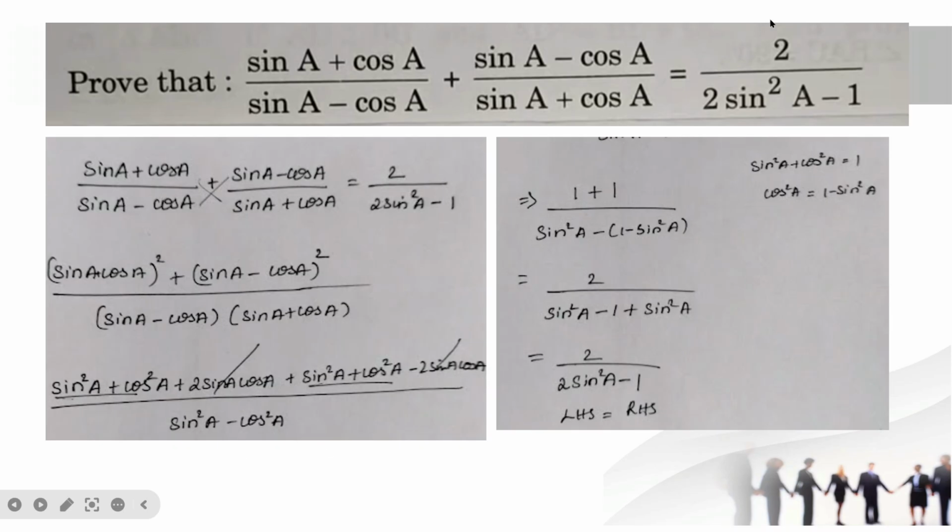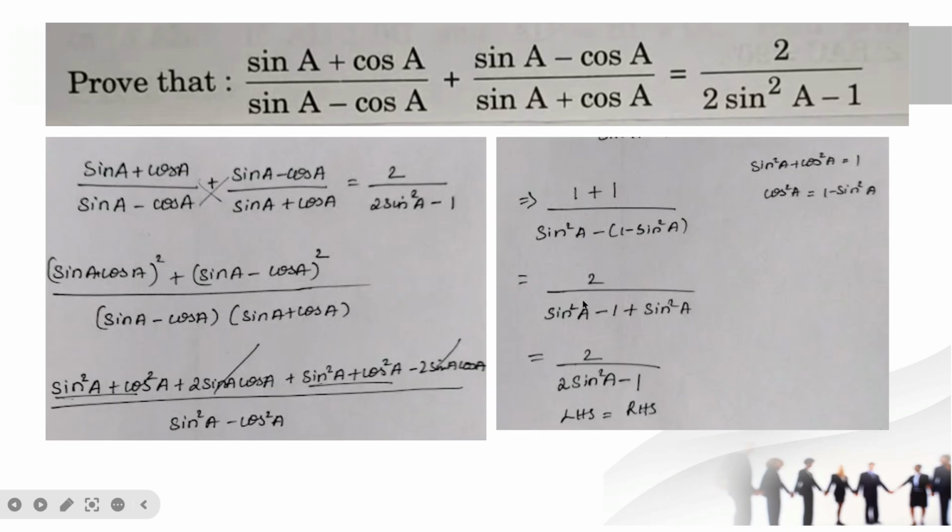Now come to the denominator. Do we have anything related to cos here? No. We need to make everything into sin here. So instead of cos square A, from this identity, sin square A plus cos square A equal to 1, so cos square A equal to 1 minus sin square A. Instead of cos square A, I am writing 1 minus sin square A. Minus is on the outside, it is common. I am taking that inside. So positive will become negative, negative will become positive.